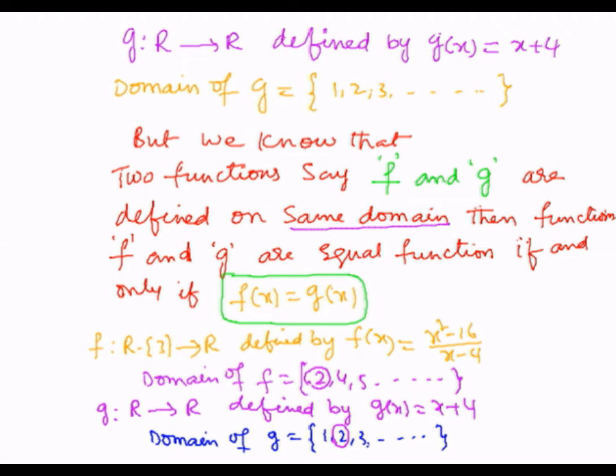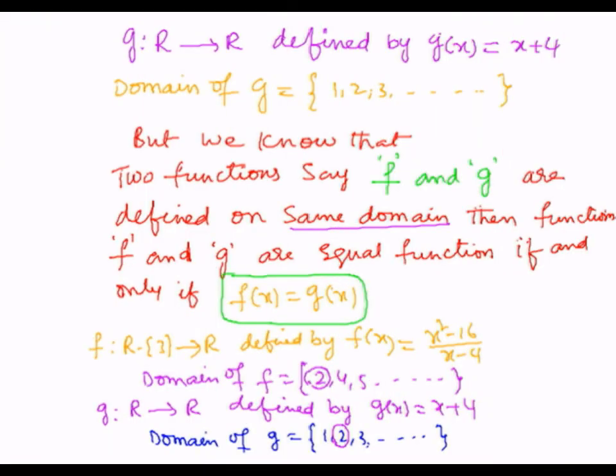Now the next logical step: in case we prove f of x is equal to g of x at the same domain, that is 2, then the functions f and g are said to be equal. So here f of x is given by x square minus 16 overall divided by x minus 4.